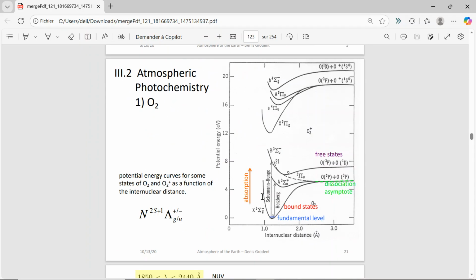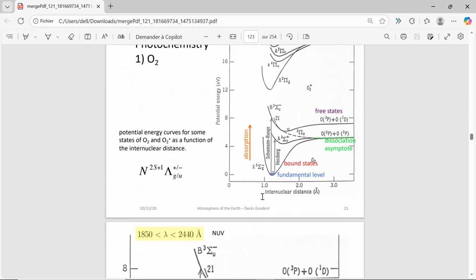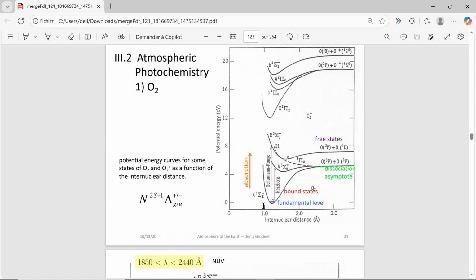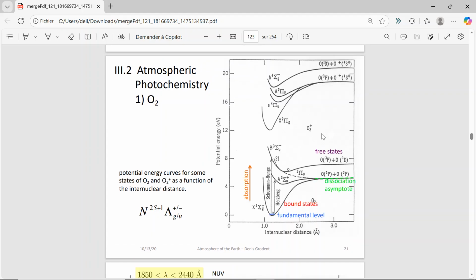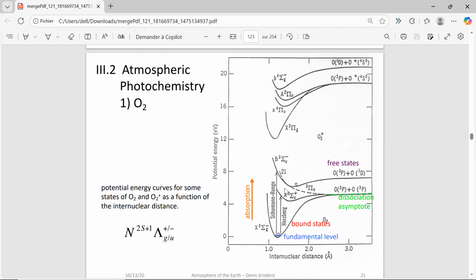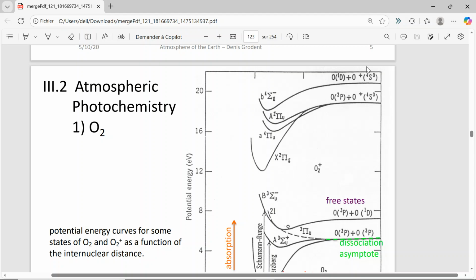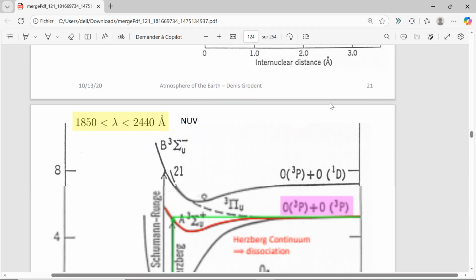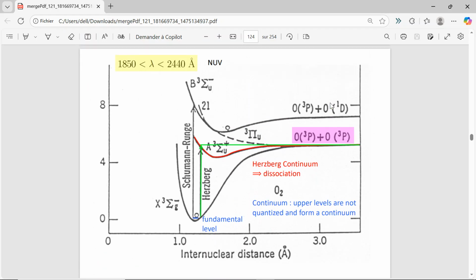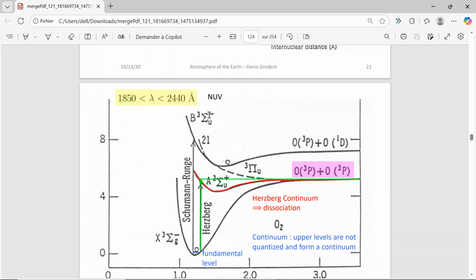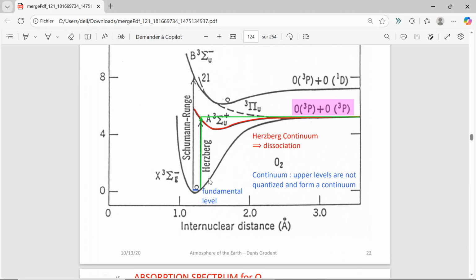Atmospheric photochemistry. We have a lot of stuff to say about that. What is happening? This is mainly applicable in the upper part of the atmosphere, where the molecular oxygen will absorb some photons and be photodissociated, or even, if the photons are more energetic, ionized. So if we focus on the middle UV range between 1800 and 2400, we have what we call the Herzberg continuum, which will lead to dissociation of the molecular oxygen into atomic oxygen in its lowest energy level, 3P.